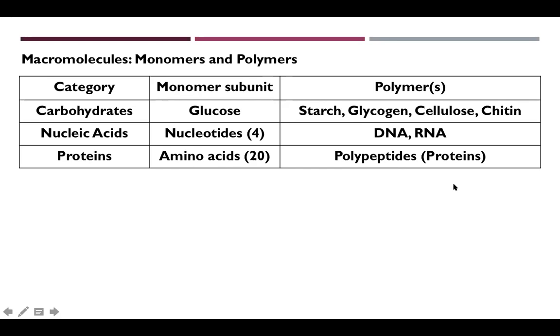I see a hand raised. Question? I just wanted to know, what's the difference between DNA and RNA? We will get to that. So when we get to that slide, if you're still not sure, ask me again.